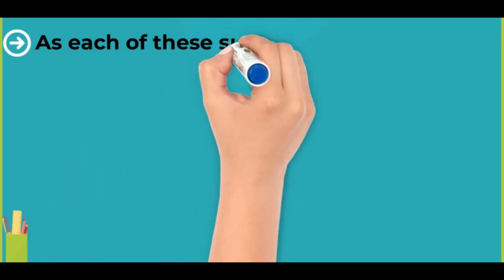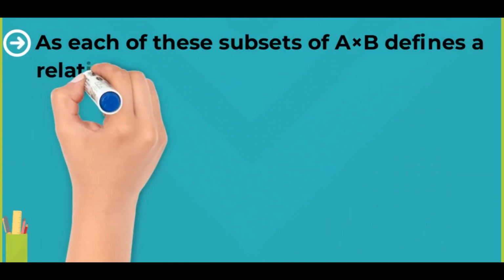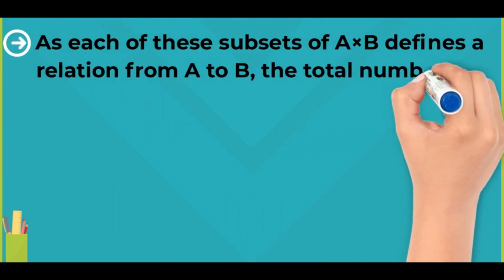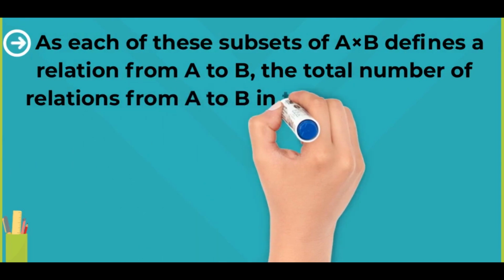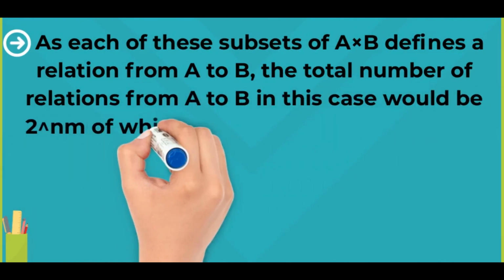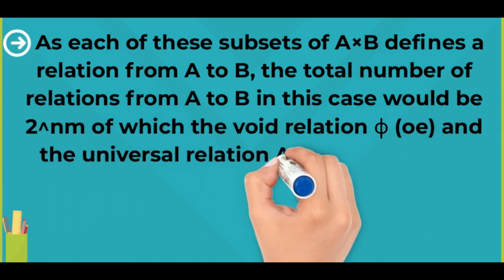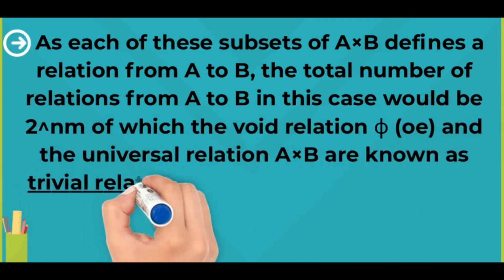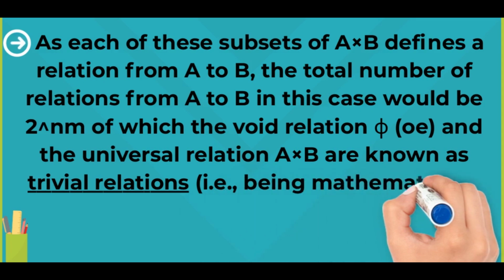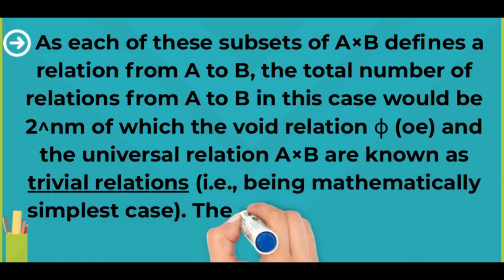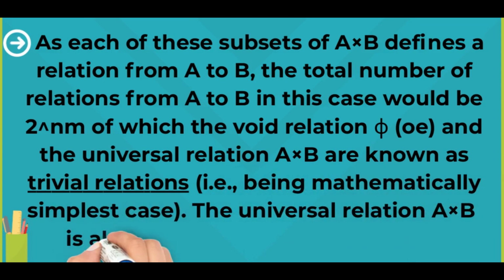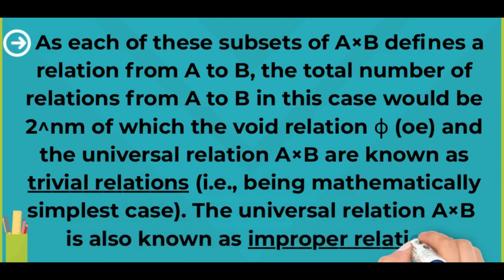As each of these subsets of A cross B defines a relation from A to B, the total number of relations from A to B in this case would be 2 raised to the power nm. Of which the void relation, phi, and the universal relation A cross B are known as trivial relations, that is, being the mathematically simplest cases. The universal relation A cross B is also known as the improper relation.